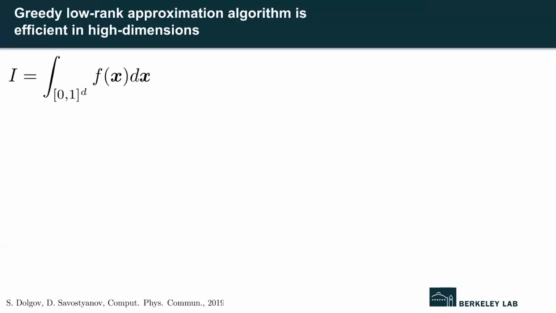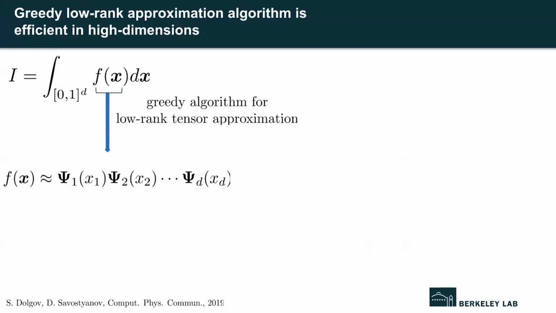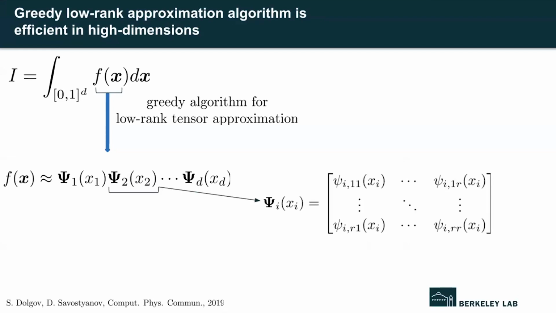Okay, so how does this work? Well, what we do is take the function f and use an existing algorithm, for example, a greedy algorithm, to obtain a low-rank approximation of the function f. And this low-rank approximation is a product of these objects psi, and each psi depends only on one variable, x1, x2, and so on. And these objects psi are matrices that contain one-dimensional functions. And the dimension of this matrix is r by r, where r is the parameter corresponding to the rank of the expansion. So large matrices means you have a lot of one-dimensional functions. That's an expensive method. Small rank means small matrices, not a lot of functions, and you have an efficient method.